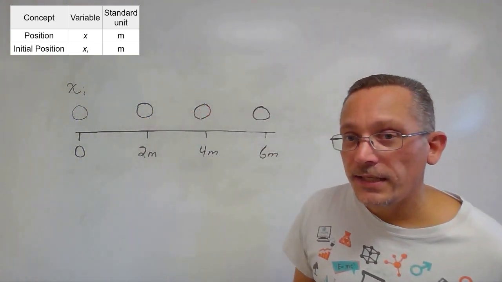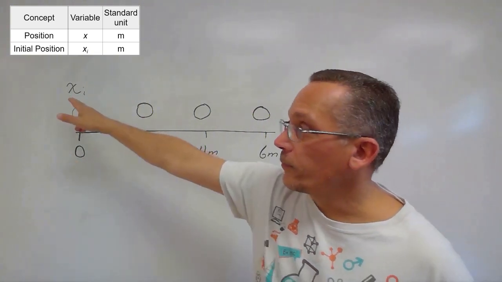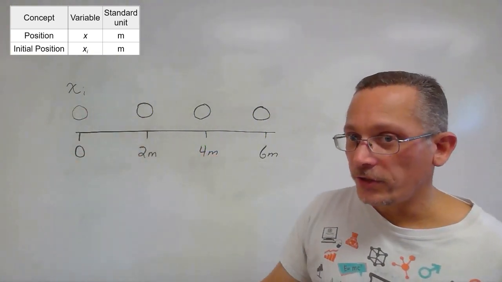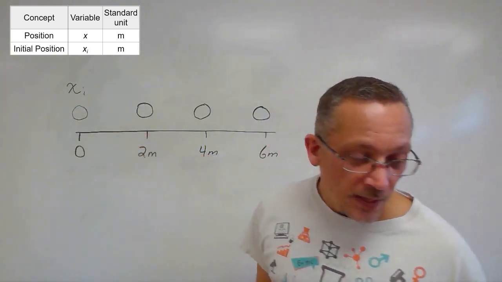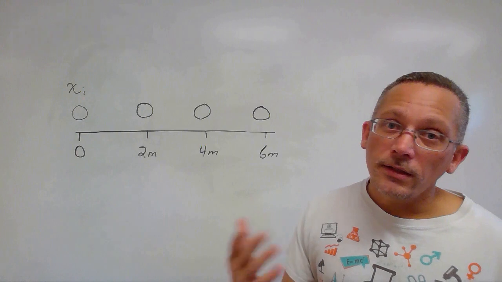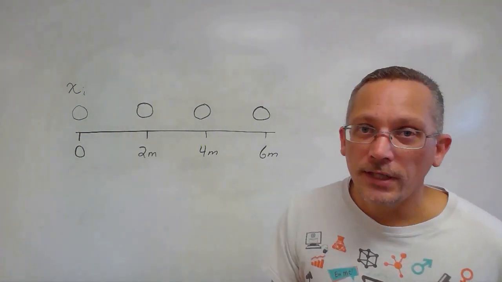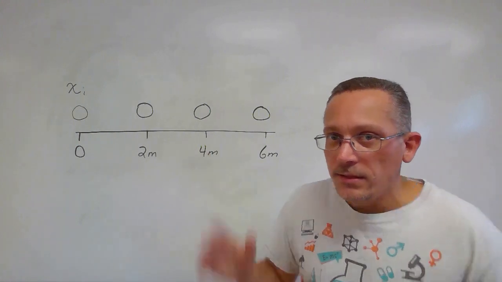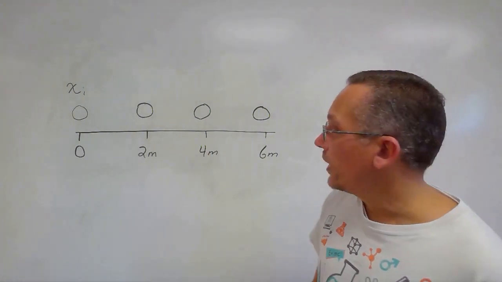The subscript i tells me it was the initial position, right? x for position, i for initial. So I would say the initial position is 0, and that ball is going to move along and go somewhere else. The place where I stop looking at it, wherever it ends, we call its final position, right?